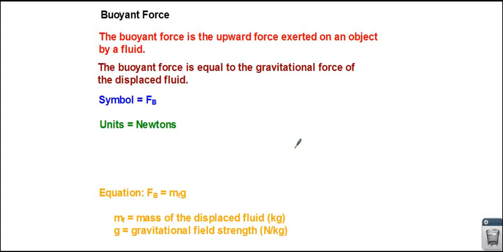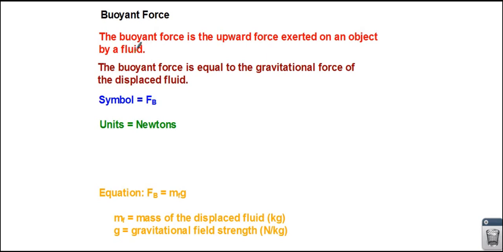All right, so we talked a little bit previously about whether something is going to sink or float based upon its density and the density of the fluid that it is in, okay? However, the reason it is sinking or floating is because of the forces that are acting on it. And one of these forces is the buoyant force, okay? The buoyant force is an upward force exerted on an object by a fluid.